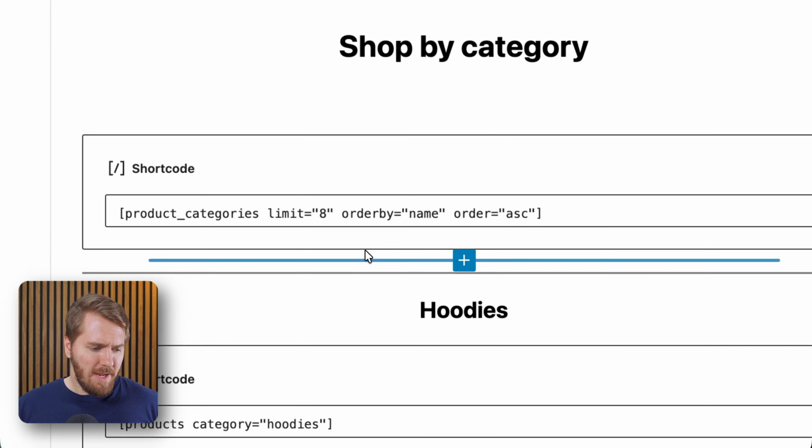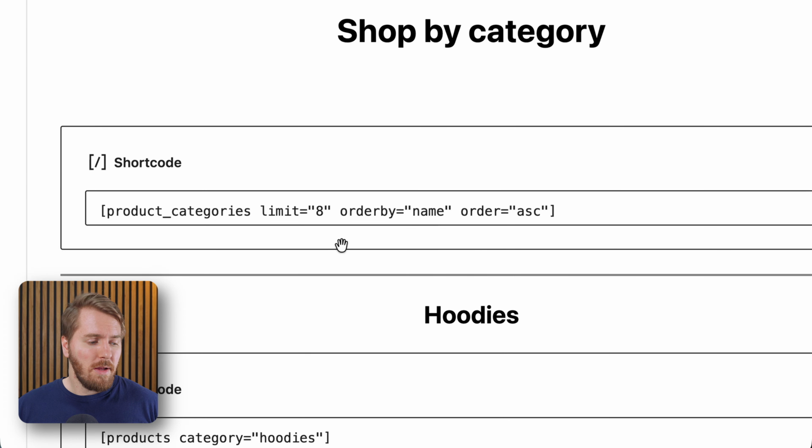Now let's talk about listing your different categories. The product category shortcode does sound similar to showing products by category, but you're actually going to list the labels and images for the categories themselves and not just the products within them. Take, for example, this shortcode here. Product_categories is the start of this shortcode with a limit of 8, order by name, and the order is ascending as opposed to descending, for example.